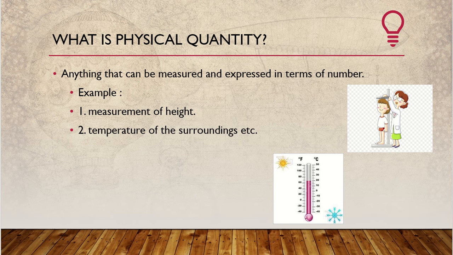The examples of physical quantity are mass, height, length, temperature, etc. So, is it clear? Physical quantity means anything that can be measured and expressed in terms of a numerical value.